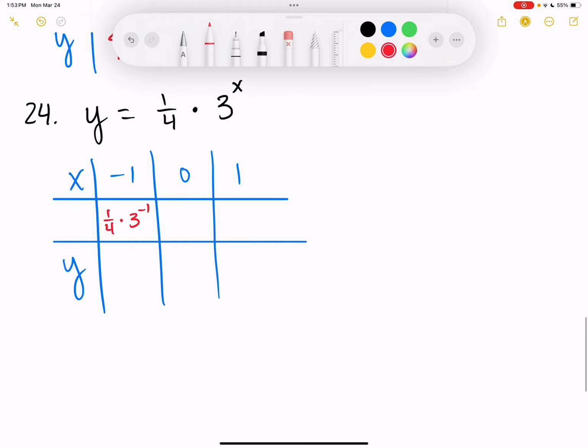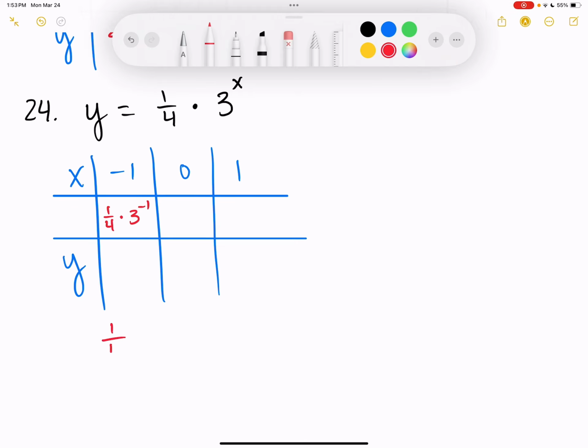1/3. So I'm just going to say, okay, I ran out of room, so I'm going to do it down here. So 1/4 times 1/3 is what? 1/12. Yep, 1/12. Then I've got 1/4 times 3 to the 0 is? It's 1/4. Yep, because it'd be 1/4 times 1, so this is just 1/4. And then at 1, I've got 1/4 times 3 to the 1, which is?